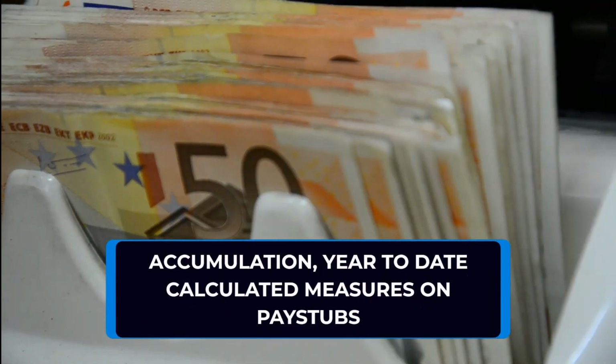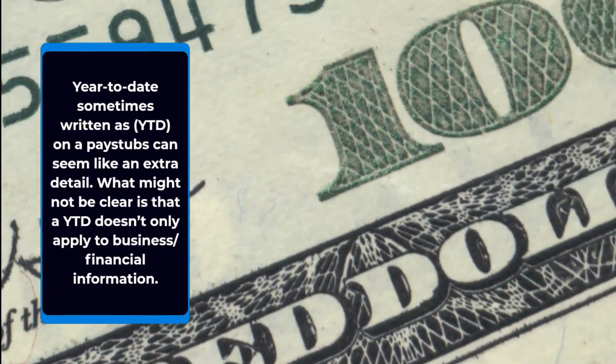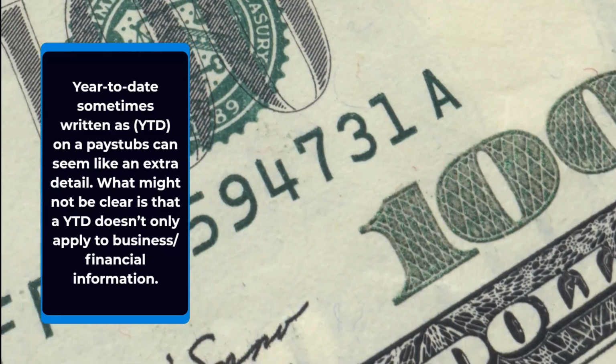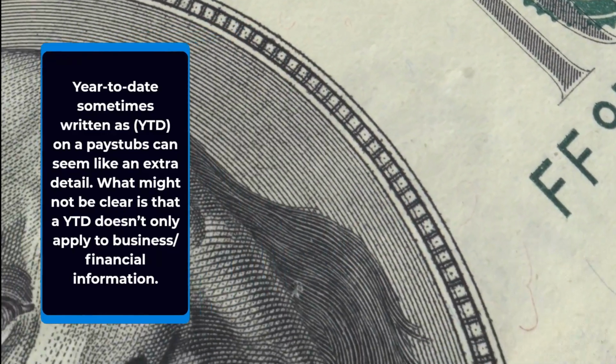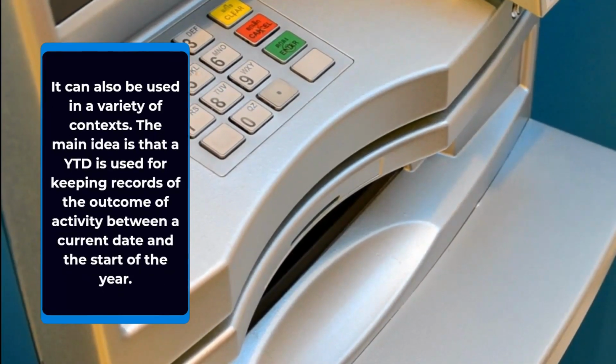Accumulation, year-to-date calculated measures on paystubs. Year-to-date, sometimes written as YTD, on a paystub can seem like an extra detail. What might not be clear is that a YTD doesn't only apply to business or financial information, it can also be used in a variety of contexts.